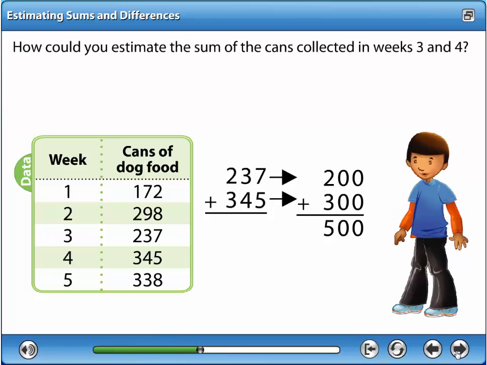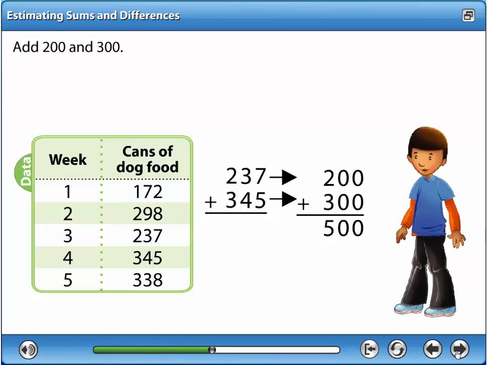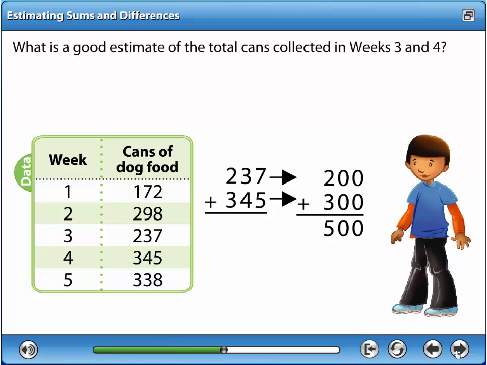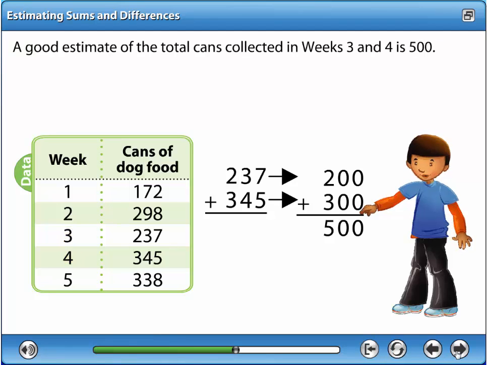How could you estimate the sum of the cans collected in weeks 3 and 4? Add 200 and 300. What is a good estimate of the total cans collected in weeks 3 and 4? A good estimate of the total cans collected in weeks 3 and 4 is 500.